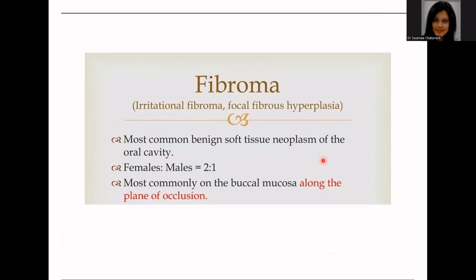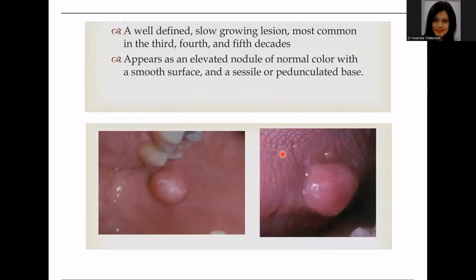Fibroma is also known as irritational fibroma. What it suggests is that it is a reaction to chronic irritation or trauma. It's the most common benign soft tissue neoplasm of the oral cavity. In its epidemiology, there's a female predilection of 2:1, and the most common site of occurrence is the buccal mucosa along the plane of occlusion. Here we can see a well-defined, slow-growing lesion, and the age of occurrence is the third, fourth, and fifth decade.